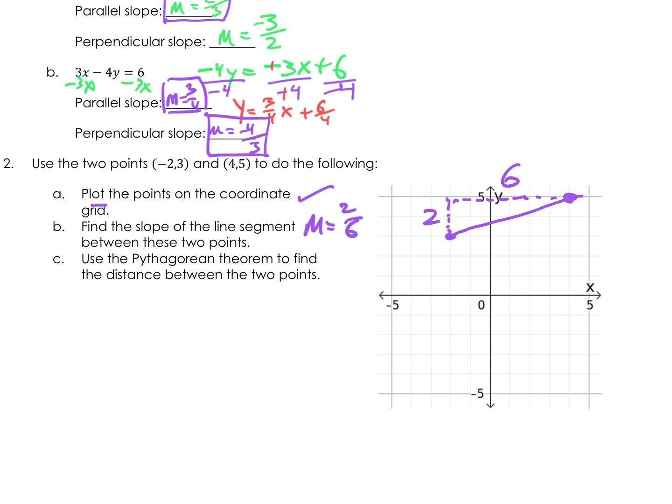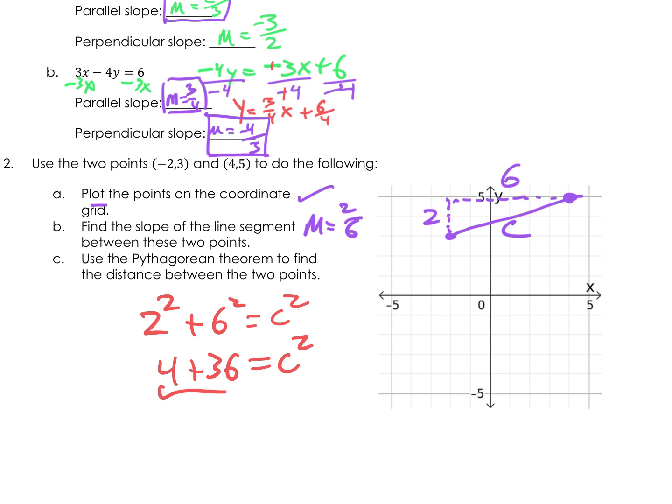And then we want to use the Pythagorean theorem to find the distance between these. Let's call this C. What is the length of that line? Okay, and if you draw in your slope like this, you can see we got a right triangle. So the Pythagorean theorem will give that to us. 2 squared plus 6 squared equals C squared. So 4 plus 36 equals C squared. Combine those, we get 50 equals C squared. And what's our last step? Our last step is going to be square root. So C is the square root of 50.